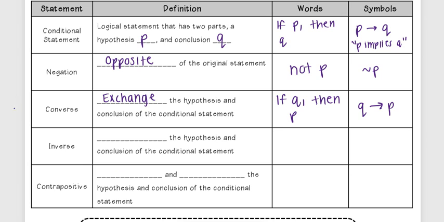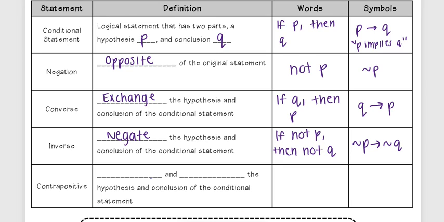For the inverse, we negate the hypothesis and conclusion of the conditional statement. So we're going to negate both the P and the Q. So now instead of if P, then Q, we'd say if not P, then not Q. And that in symbols would look like this.